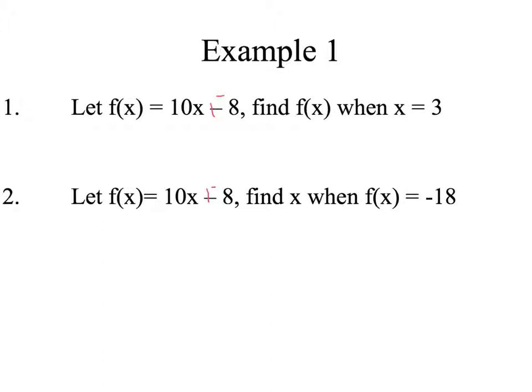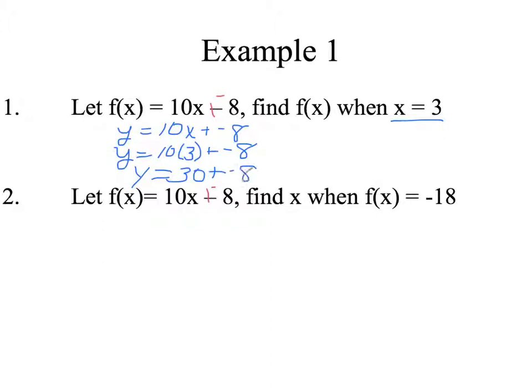So now that you've done them on your own, let's work on them together. I'm going to change my f of x into y. So y equals 10x plus negative 8. Everywhere I see x, I'm going to put 3. So y equals 10 times 3 plus negative 8. Y equals 30 plus negative 8. So y equals 22. Rewriting that to be f of x equaling 22.